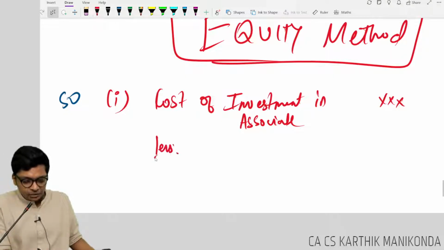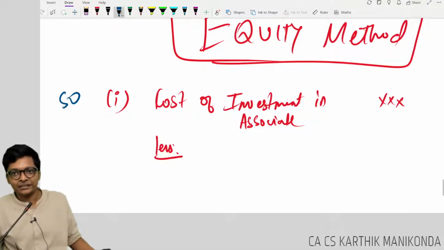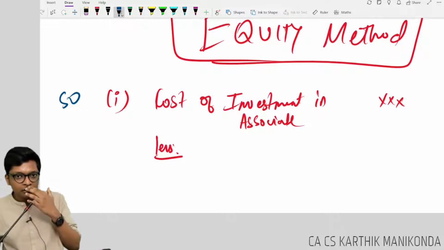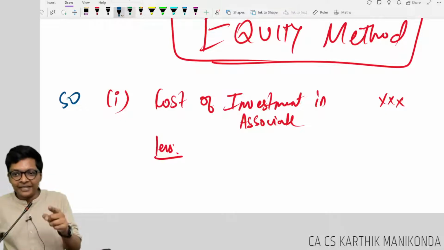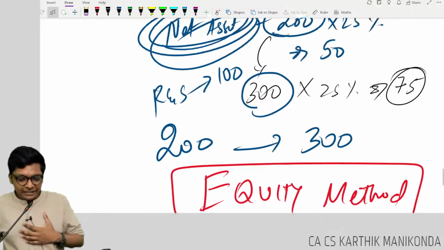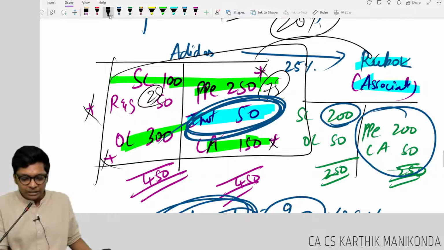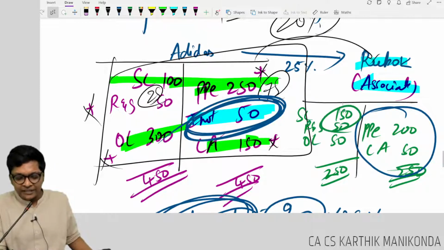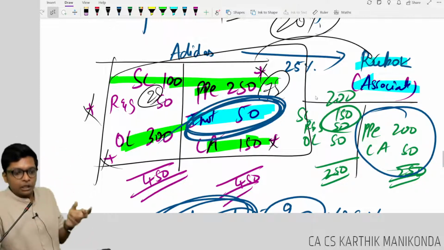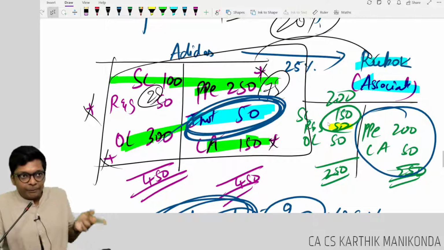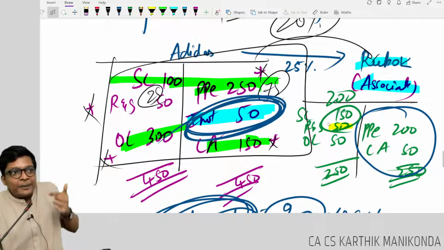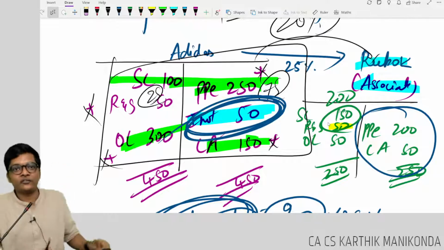Less. What will come less in subsidiary, guys? From investment, sometimes you reduce what? From the cost of investment, pre-acquisition dividend. Do you remember that logic? So imagine in this case of Adidas and Reebok, imagine when I purchased this company, share capital was not 200. Assume the share capital was 150. Reserves and surpluses 50. So collectively 200. Now from this 50 pre-acquisition reserves, if they pay dividend, I have to reduce some cost of investment.